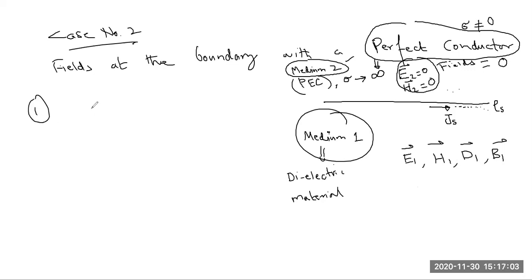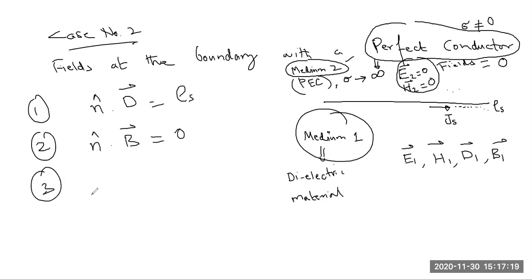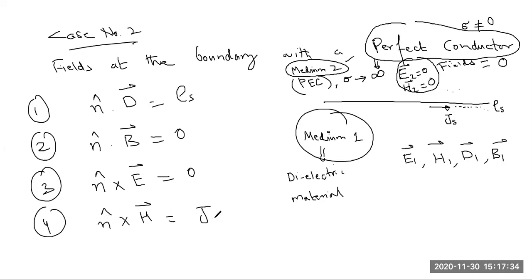मैं पहली boundary condition को लिख रहा हूँ कि n dot D will be equal to ρs, n dot B is equal to 0, n cross E is equal to 0, n cross H is equal to Js.